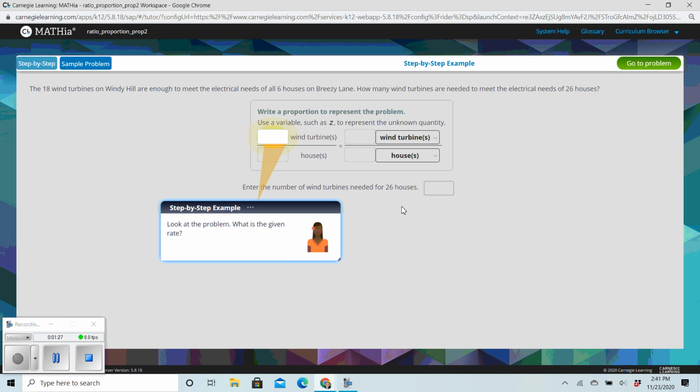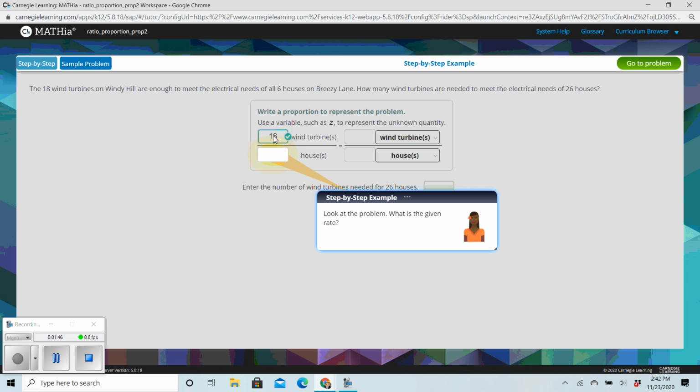Now we need to look at the problem and see what information is given to us. What is the given rate? We know that it's 18 wind turbines to 6 houses. So we're going to type in 18 here, click enter. And how many houses again? It was 6. So 6, and enter.